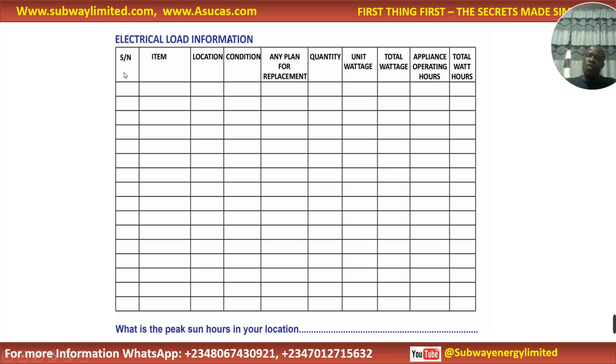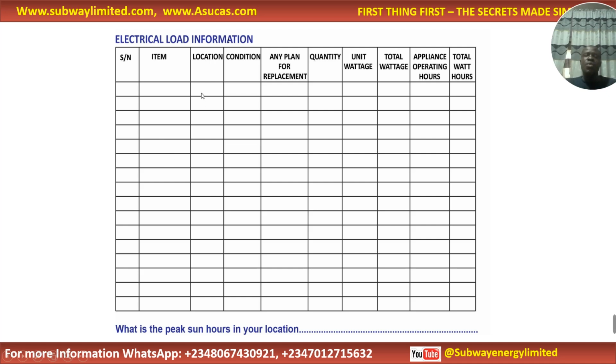Remember, the very first one was serial number, which you number 1, 2, 3, 4, 5. Then the next one is item. Is it television, laptop, fridge, AC, toaster, the rest? Lighting point, CCTV camera. This column is for that item.